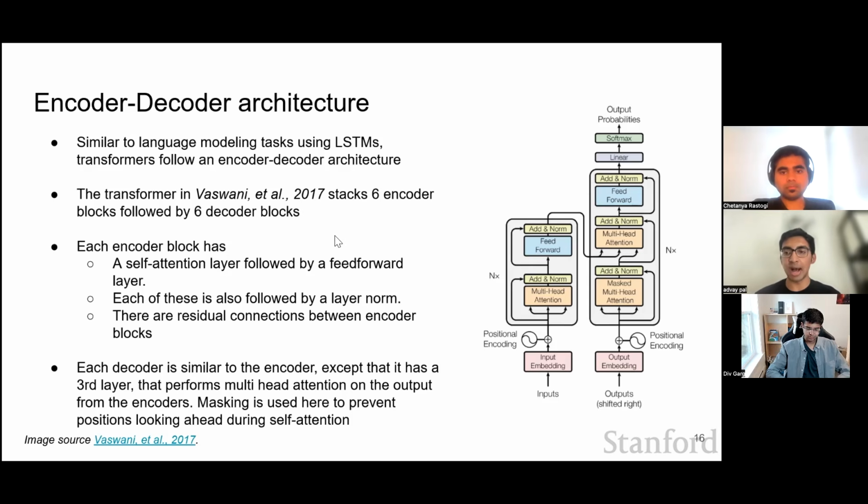And lastly, there's masking as well. Because every token can look at every other token, you want to make sure in the decoder that you're not looking into the future. So if you're in position 3, for instance, you shouldn't be able to look at position 4 and position 5.